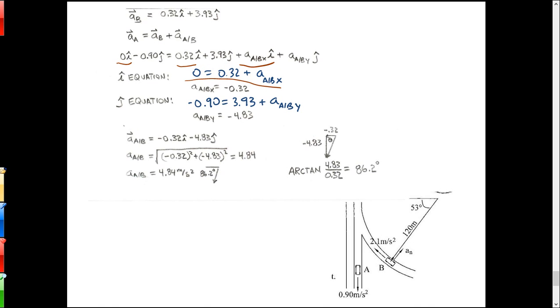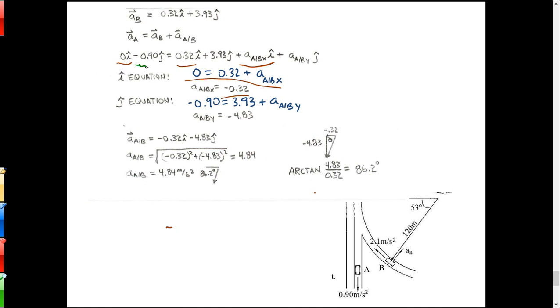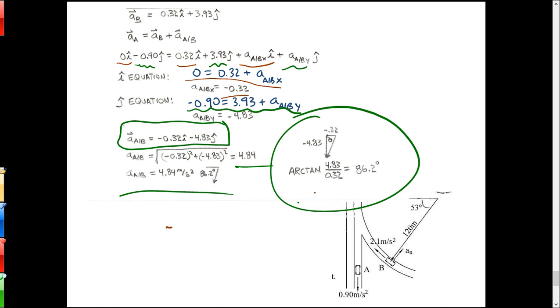Solve for the a_A/B x, it's negative 0.32. And then do the same with the j's. So negative 0.9, 3.393, and a_A with respect to B in y. Solve for the relative A with respect to B in y. Put them together into a vector expression. It's negative 0.32i minus 4.83j. Square root of the sum of the squares will get you the total. You can find the angle too by doing inverse tangent. They're just vectors, just like any sort of thing.